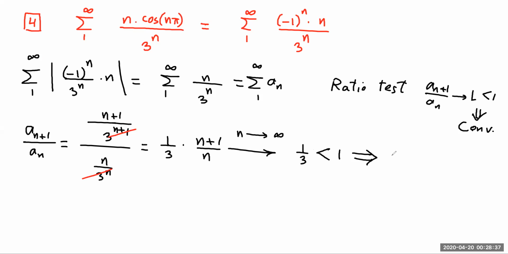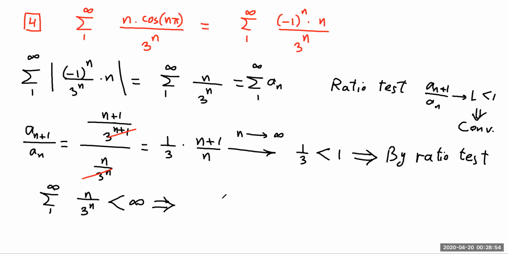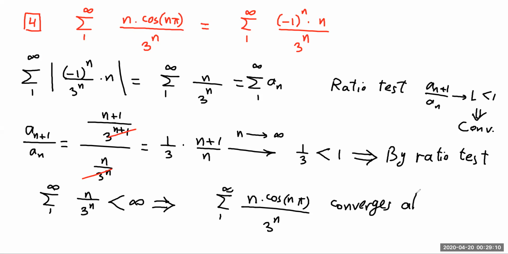So now, by the ratio test, this sum of n over 3^n from 1 to infinity converges. So my series, the sum of n cosine n pi over 3^n from 1 to infinity, converges absolutely.